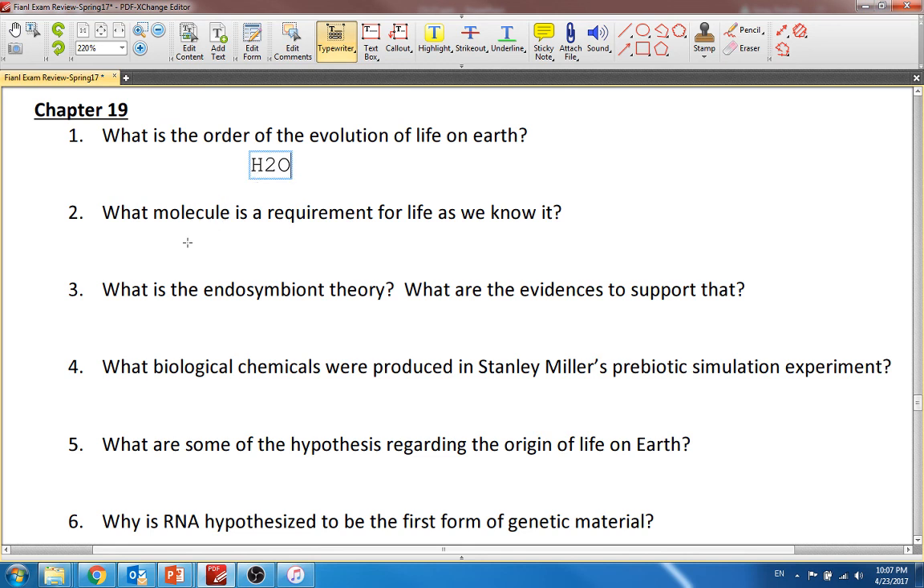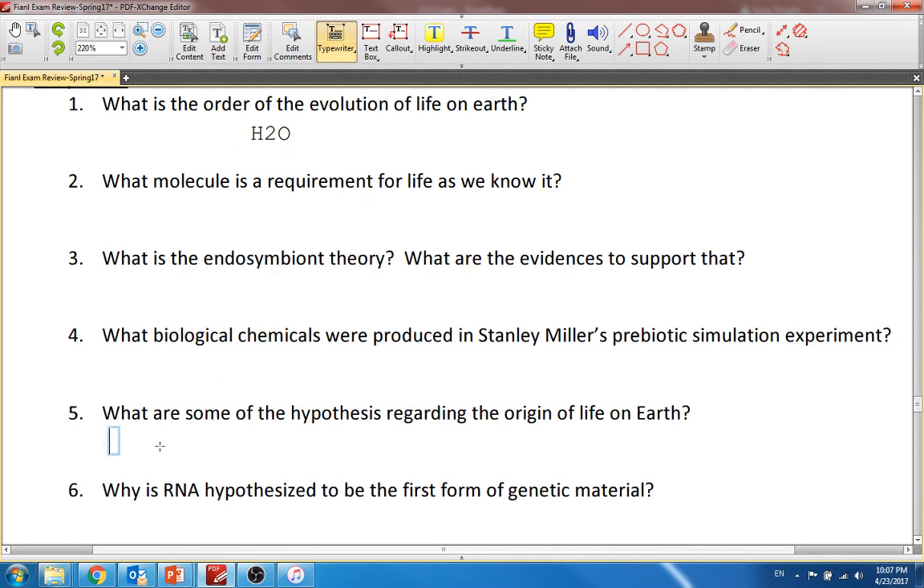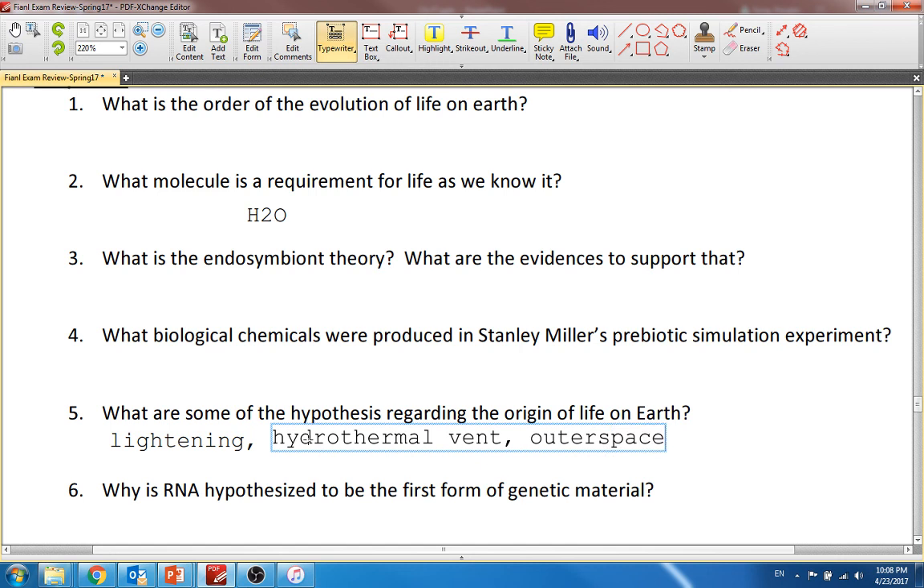Second question, what are some of the hypotheses regarding the origin of life on Earth? The first hypothesis says that life likely started from the Earth with the lightning catalyzing these chemical reactions, synthesizing organic chemicals from inorganic chemicals. Remember that Urey-Miller experiment? The second hypothesis states that life started from the hydrothermal vents at the bottom of the ocean. The third hypothesis basically says that these organic monomers that are required to build life come from outer planets.